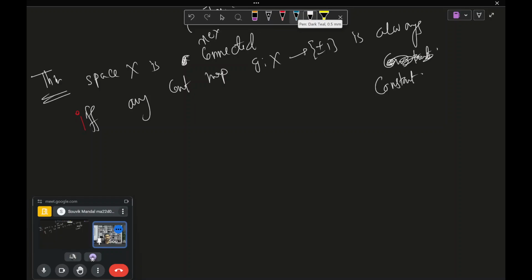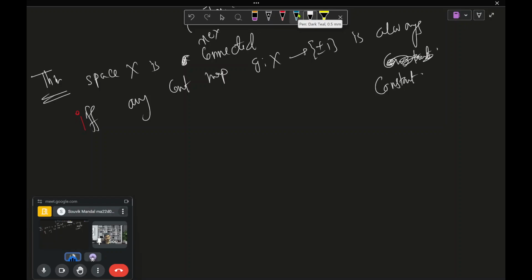So you need to check that if X satisfies this property, that any continuous map from X to plus minus one is always constant, then X is connected. In order to prove this, if you assume that X is disconnected, you need to come up with some continuous function from X to plus minus one which attains both plus one and minus one. So you need to consider such a function by assuming that X is disconnected. So how to proceed? Do you understand what we need to do?